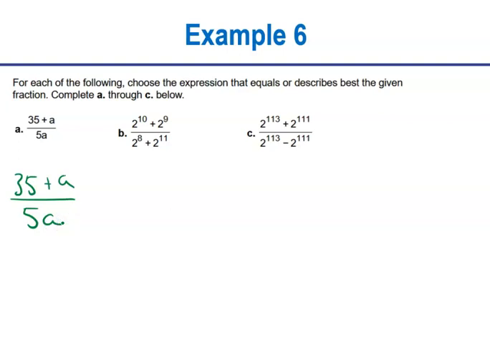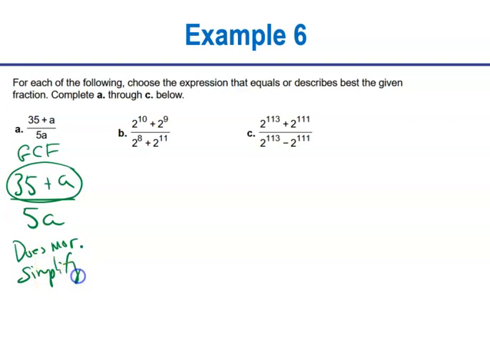We have done a problem identical to this in part 1 of our video. I cannot divide 5 into 35. I cannot divide A into A. I need to factor, using the distributive property, a greatest common factor, but I don't have one. So this does not simplify. Okay, so the first one does not simplify. Let's move on to the next one.